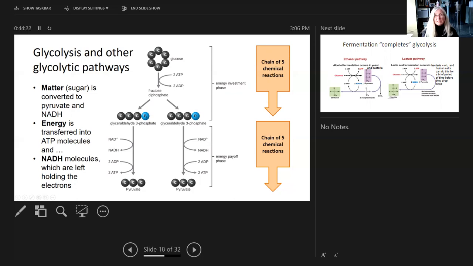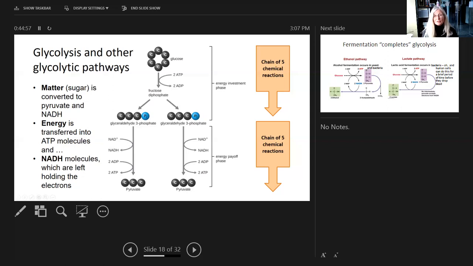So the energy is in the hydrogens. And as those are being removed and all these chemical reactions are occurring, the hydrogens are being transferred in that reaction that I showed you, being transferred to NAD, forming NADH. And also a reaction called substrate level phosphorylation occurs, where the phosphate group you see here is directly transferred to make ATP.